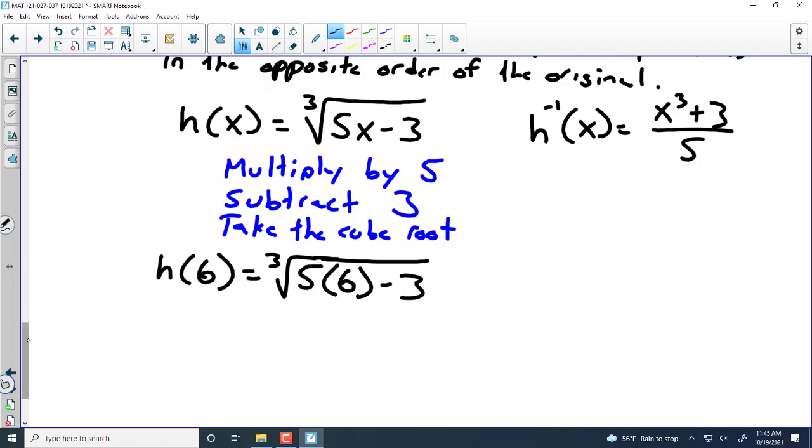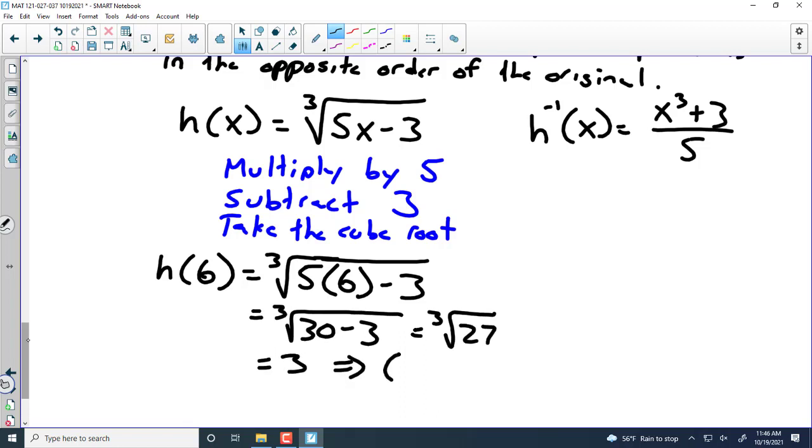Just like we were told. 5 times 6, everyone? 30. 30 minus 3? 27. Does anyone know the cube root of 27 off the top of their head? 9. Careful. Cube root of 27 is 3. So this will become 30 minus 3. You're doing fine. Don't worry about it. 27 equals 3, so we get the ordered pair, 6, 3.